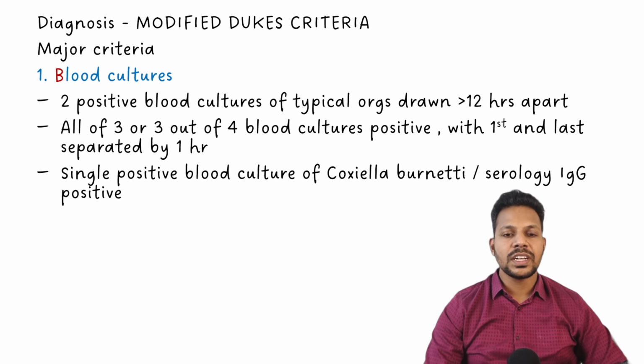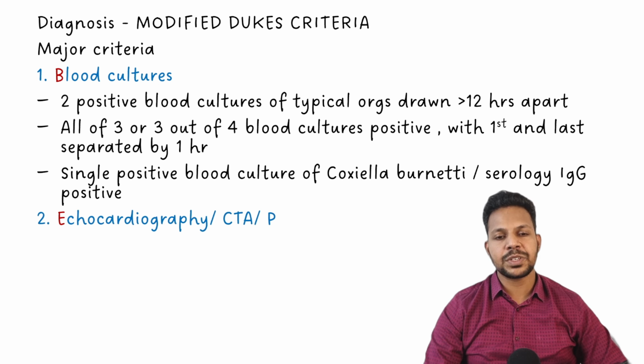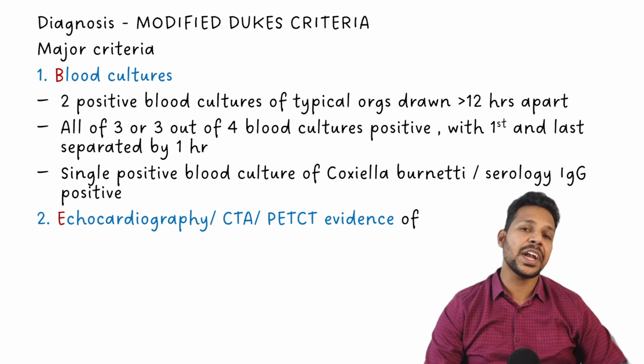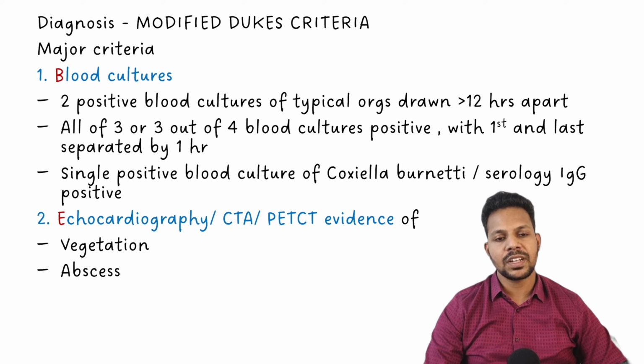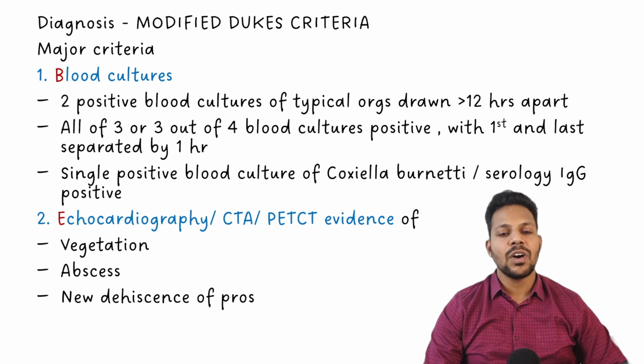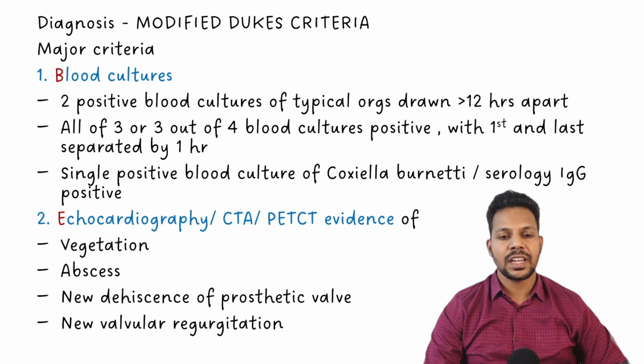Now, number 2, the echocardiography or CT angiography or PET-CT, basically a radiographic evidence of vegetation or abscess or new dehiscence of the prosthetic valve and a new valvular regurgitation. These two come under the major criteria. Then we have the minor criteria.